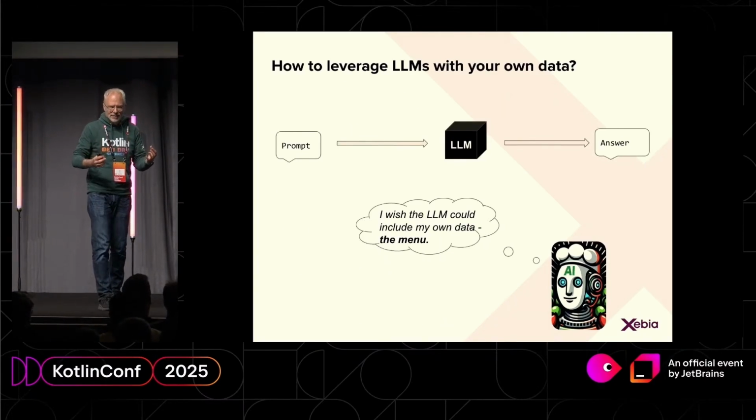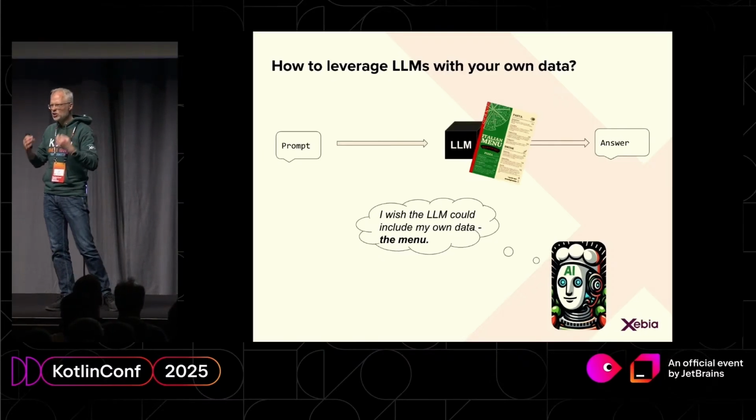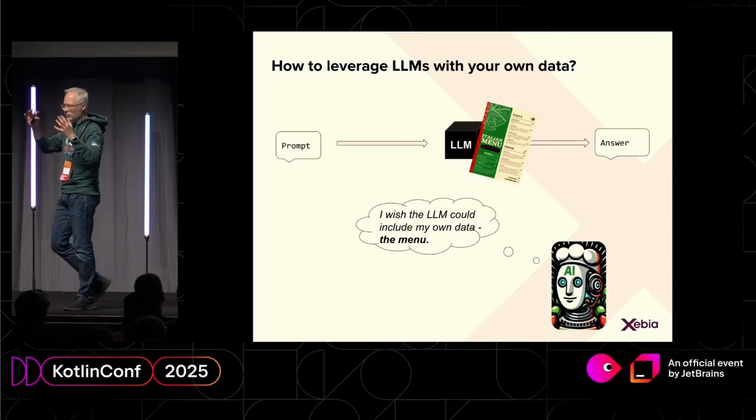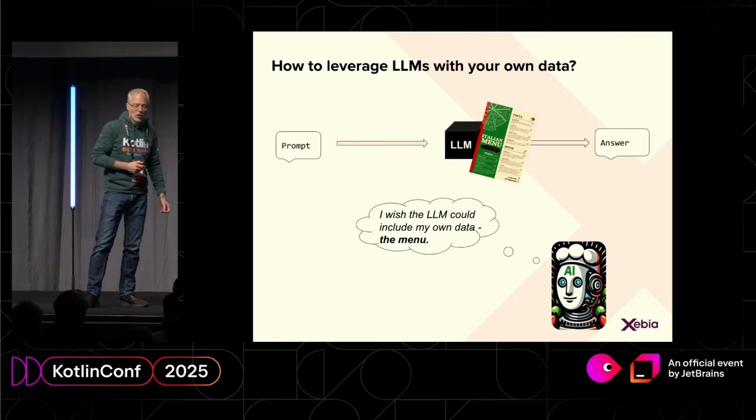How can I integrate my own data with an LLM? Right? In the end, this LLM needs to understand my menu, but probably out of the box, it doesn't do that because it's not trained with my menu. There are two ways to accomplish that.